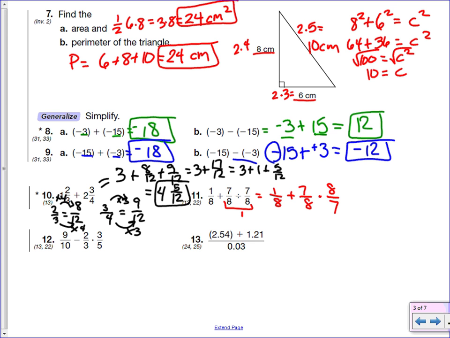And then we have 1/8 plus 56 over 56, and 56 over 56 is 1. Just like what we said. And then 1/8 plus 1 is 1 and 1/8.